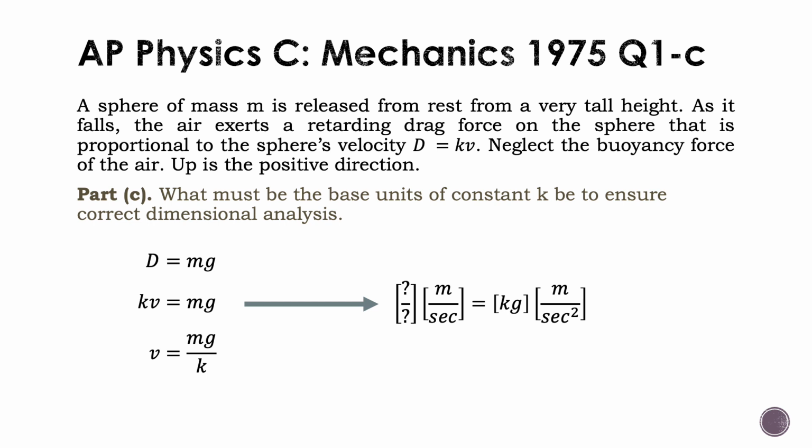And I can see pretty easily that in the numerator, I'm going to need a kilogram. And I'm going to need one more second in the denominator to make it second squared. So therefore, k must be kilograms per second. Now, if they ever ask you this on the exam, they probably would give you full credit for that. However, what they mean you to write as your final answer is it's a unit of mass divided by some unit of time.